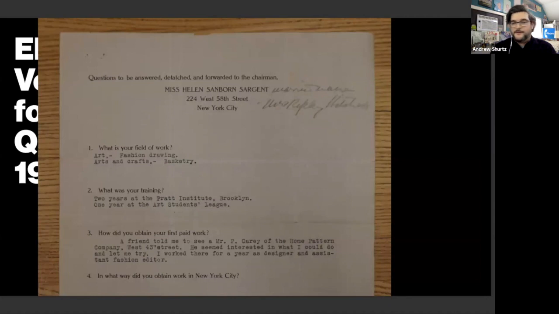history, Pratt and the Art Students League, and describes how she got her first paid art-related work, recommended by a friend. I should note that the word designer that she uses here is not exactly the way that we would use it now. Back then, this is before the term graphic designer existed. And so her working as a designer would usually mean making visual patterns or prints for textiles or fashion or something like that.